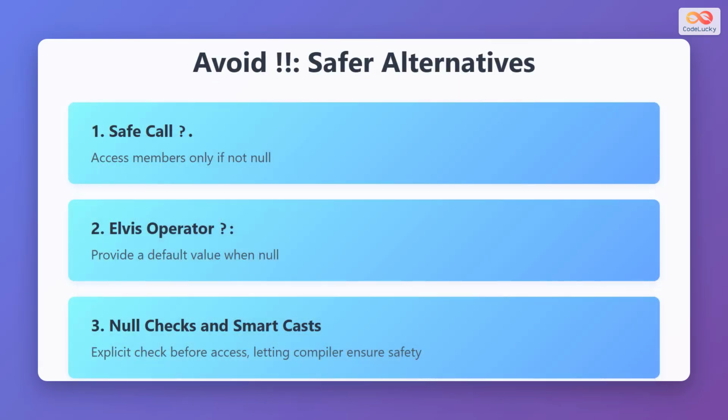In most cases, you should avoid using the double exclamation mark operator and use safer alternatives instead. First, you can use the safe call operator, which is a question mark followed by a dot. This only accesses members if the value is not null. Second, you can use the Elvis operator, which is a question mark followed by a colon, to provide a default value when the original value is null. Third, you can use explicit null checks combined with smart casts, which let the compiler ensure type safety automatically.